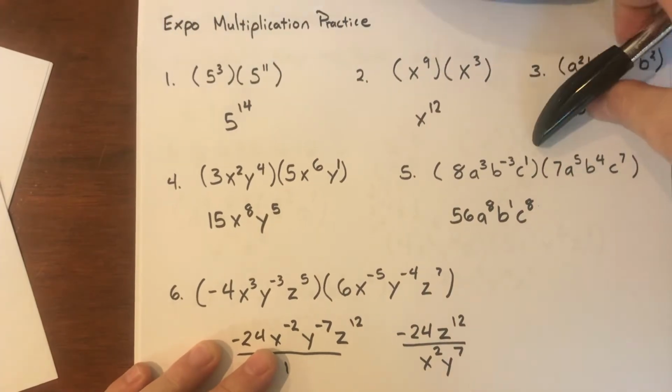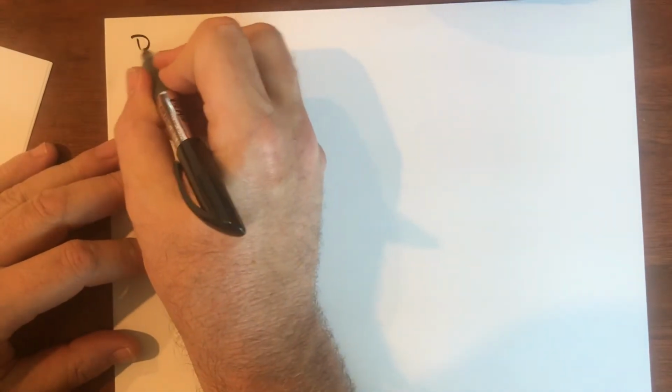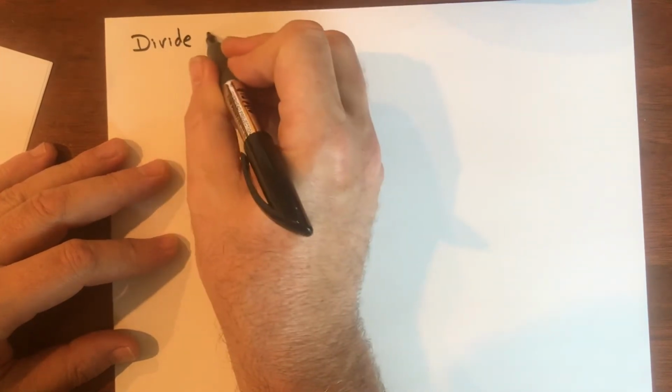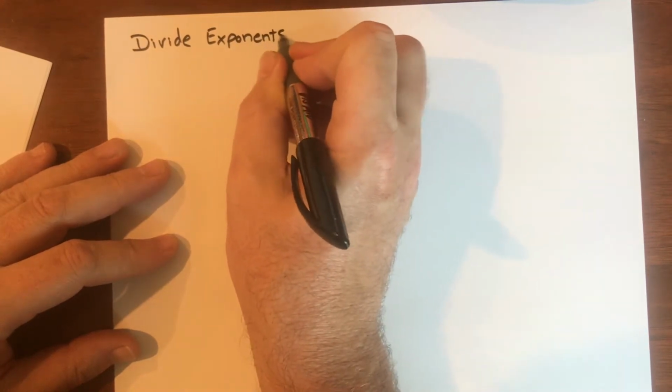Think I'm done? We're not done. Party's just started. Because if you can multiply, you can also what? Divide. We're going to divide exponents.